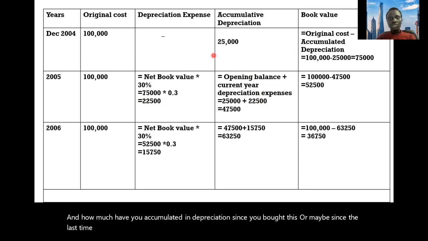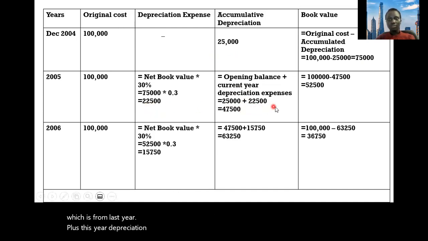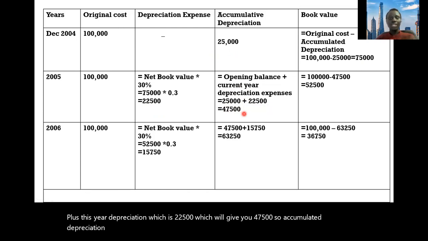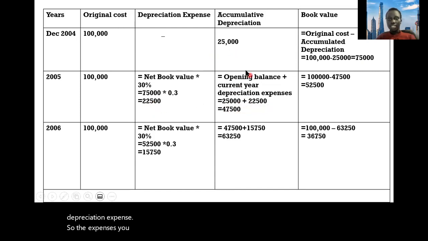And how much have you accumulated in depreciation since you bought this, or since the last time you recorded your books? So accumulated depreciation for 2005 would be 25,000 from last year, plus this year's depreciation, which is 22,500, which will give you 47,500. So accumulated depreciation is always the opening balance from last year's book plus the current year depreciation expense.